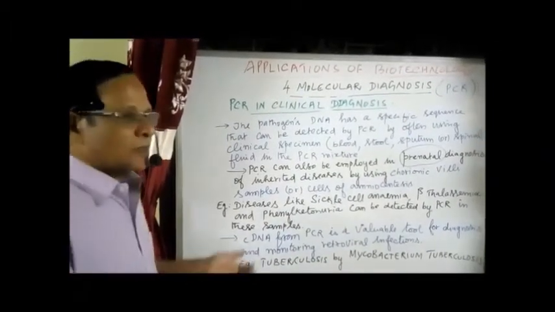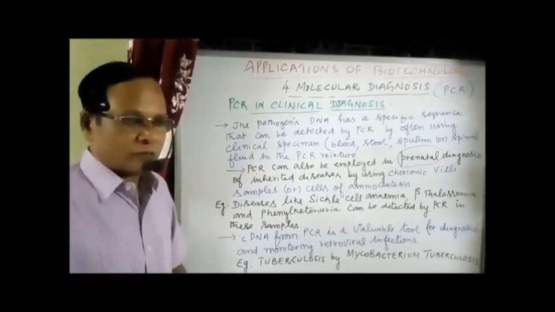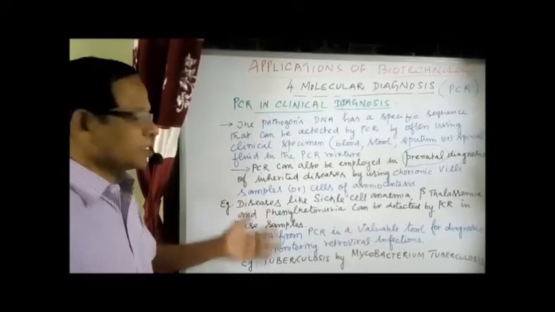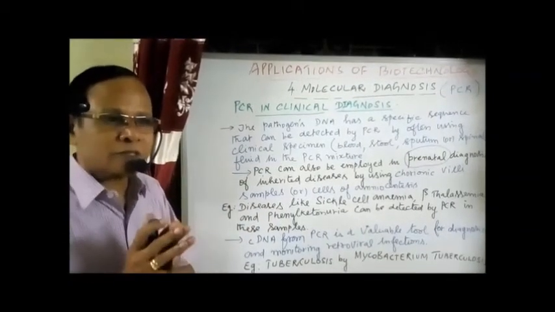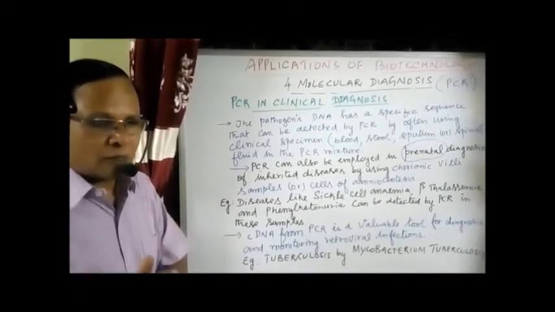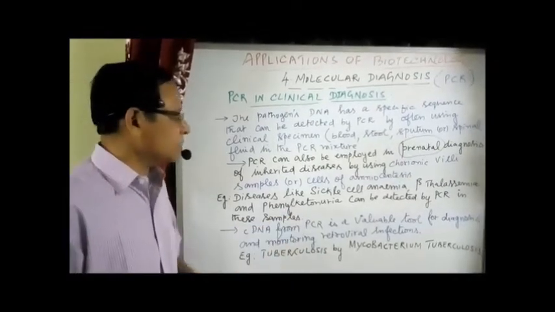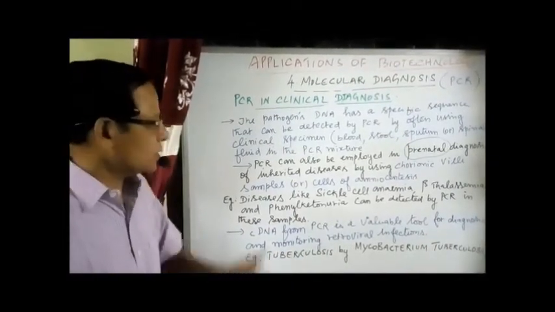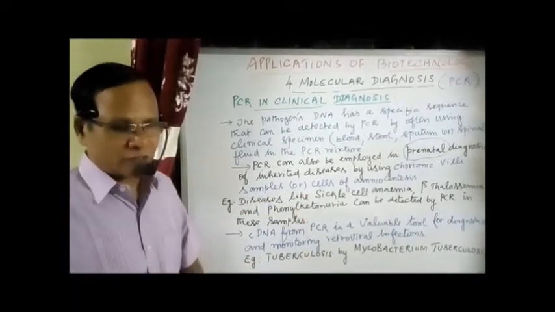Then, another important clinical diagnosis. Now we have cDNA, the complementary DNA produced by the reverse transcription process using the reverse transcriptase enzyme, which I mentioned. That is what is called RT-PCR. So the cDNA from PCR is a valuable tool. What for? For diagnosis and for monitoring retroviral infections.